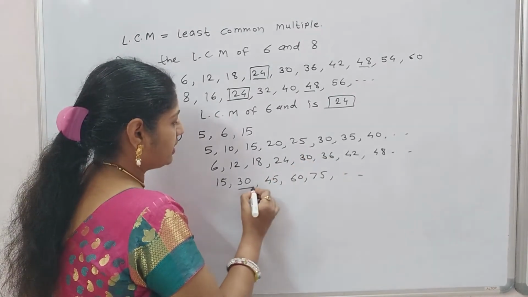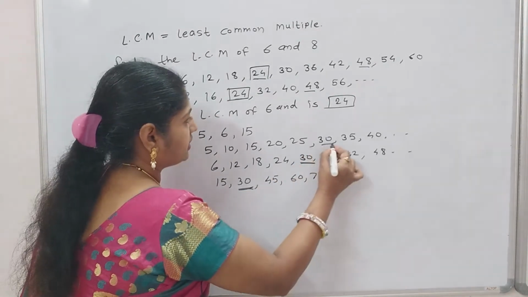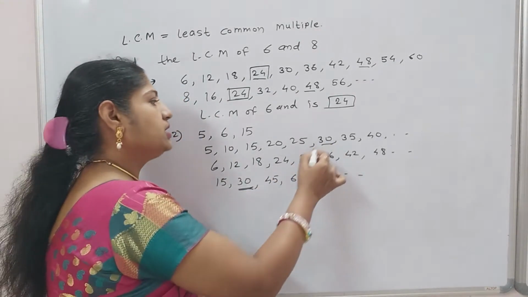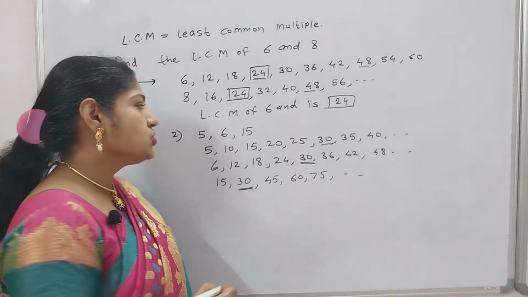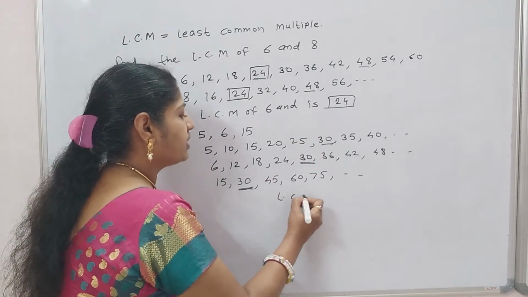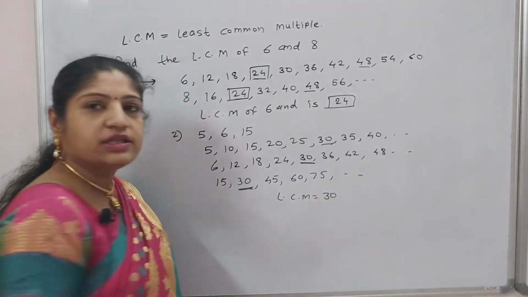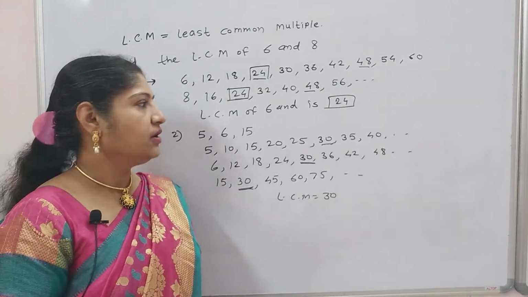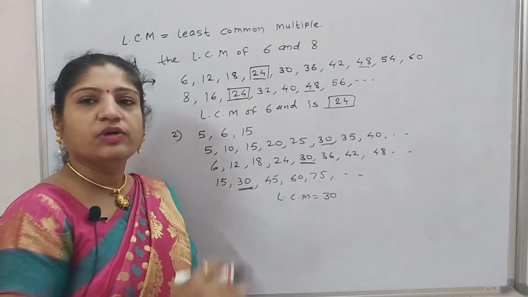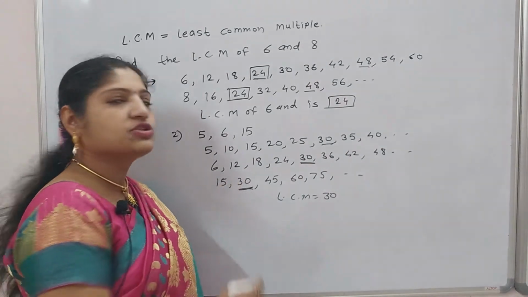Check the least common multiple. There is the number 30. 30 is the first common multiple. So the LCM of these 3 numbers is equal to 30. This is the listing method. Write down the tables of the given numbers and find out the least common multiple.